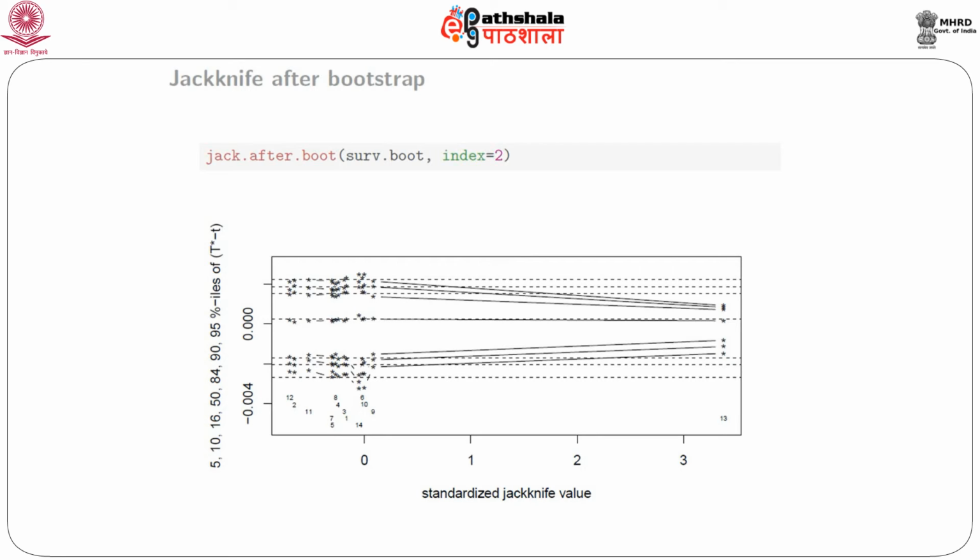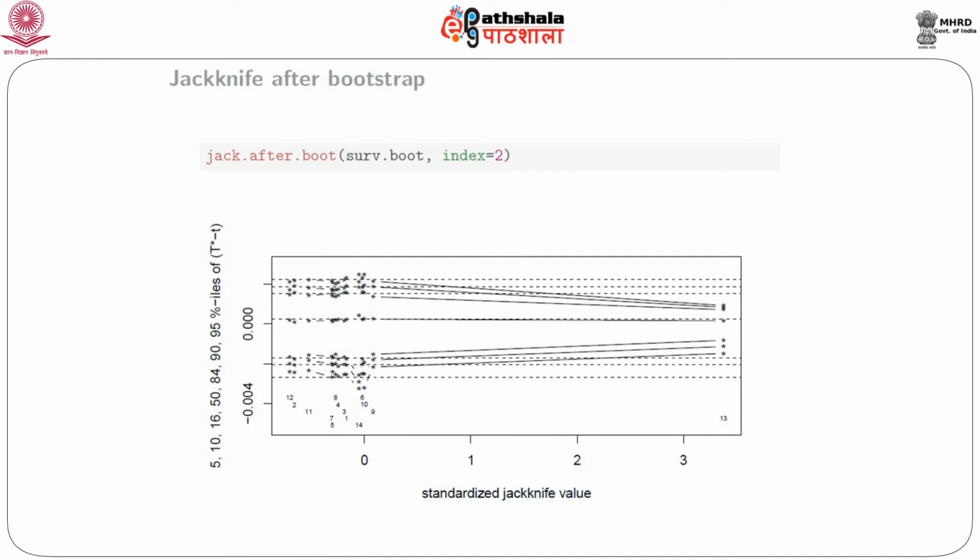Now, there is a utility plot called jackknife-after-bootstrap, which shows the effect on t star minus t, that is the bias, of resampling from data sets from which each of the observations has been removed. So, if we use the command jack.after.boot(surf.boot, index=2), because surf.boot is storing both the intercept and the slope, index equal to 2 denotes the slope.